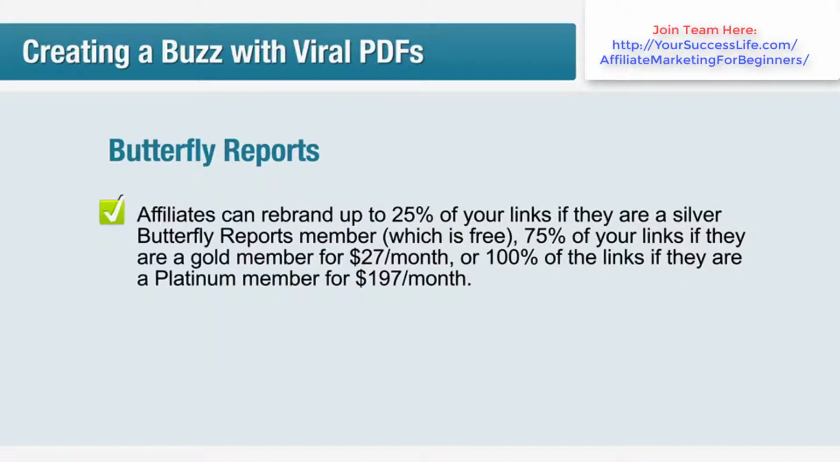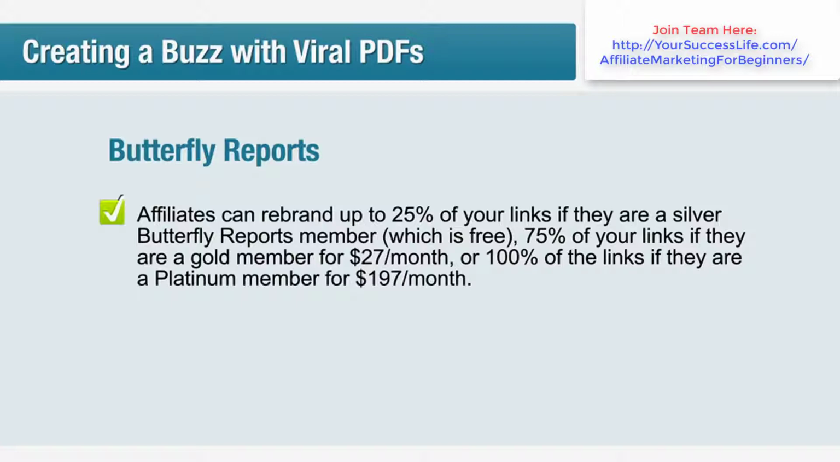Affiliates can rebrand up to 25% of your links if they are a Silver Butterfly Reports member, which is free, 75% of your links if they're a Gold member, which actually costs $27 a month, or 100% of the links if they're a Platinum member, which is $197 a month. If you wish to use any of the other reports in the marketplace, then you can do this by rebranding and promoting these reports to your list or using them as free bonuses.